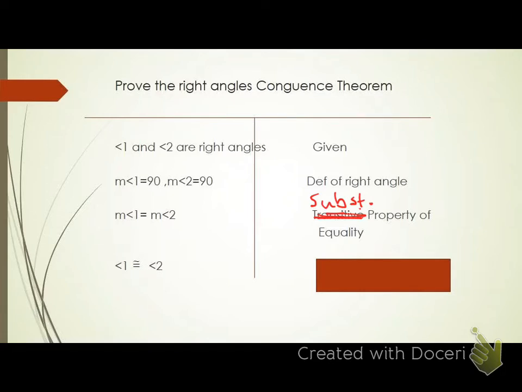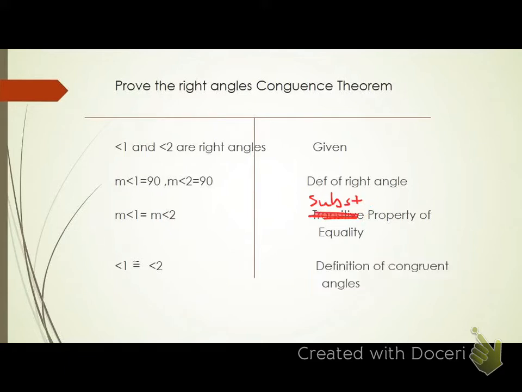Okay? And then from here, we're in the numerical world of geometry, and we're trying to prove that those two angles themselves would be congruent. So we've got to make that jump from the numerical world to the figure world of geometry. Since we know that the measures are equal, then of course that means that the figures themselves are going to be congruent. And what allows us to make that jump is the definition of congruent angles, right?